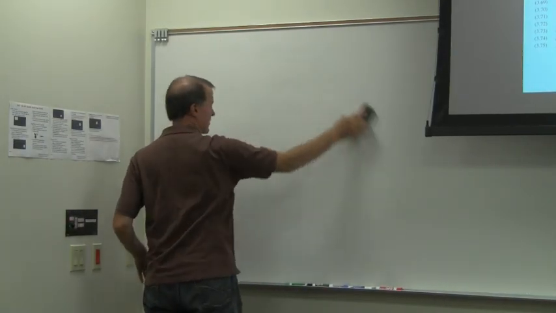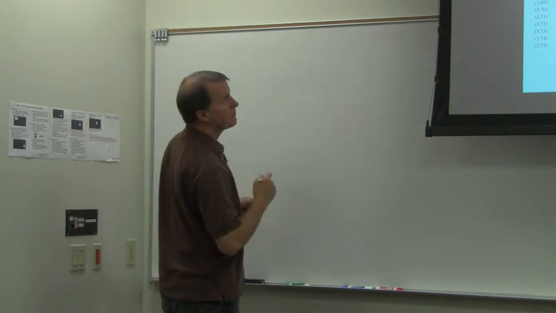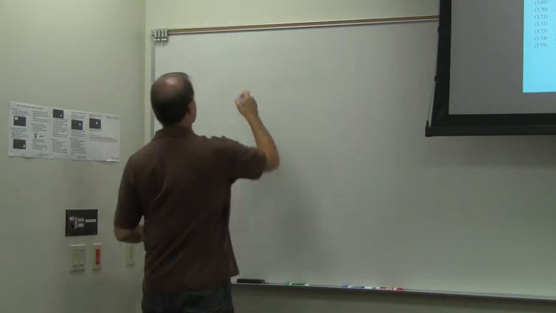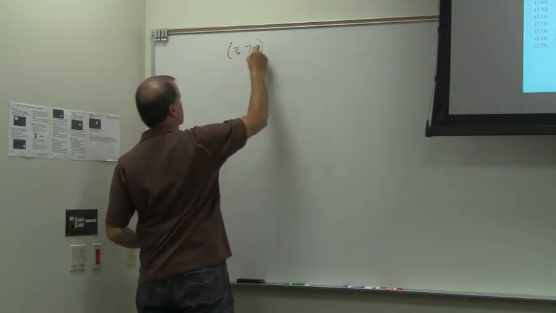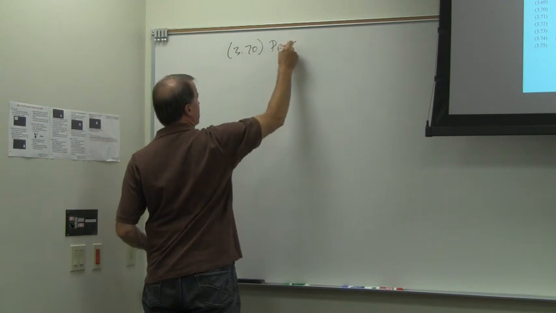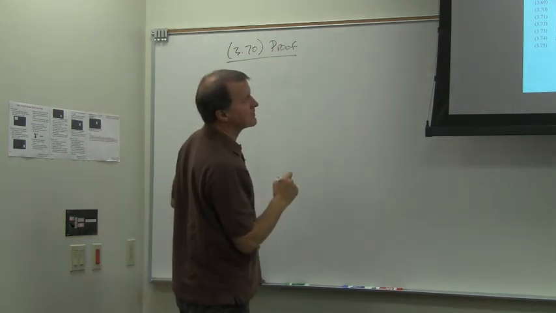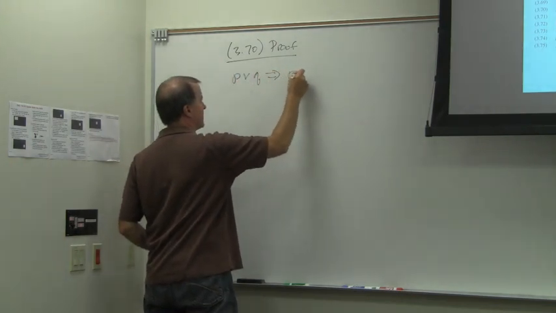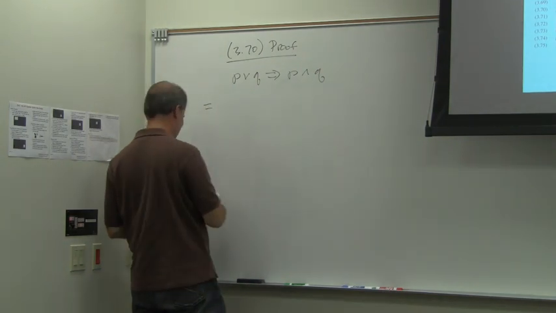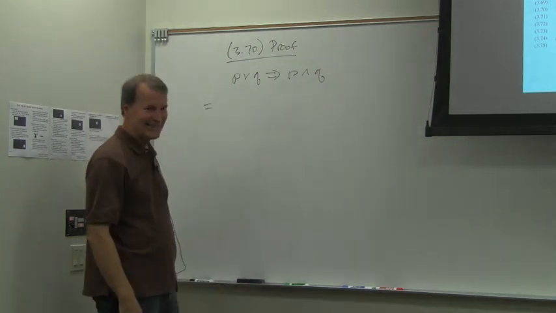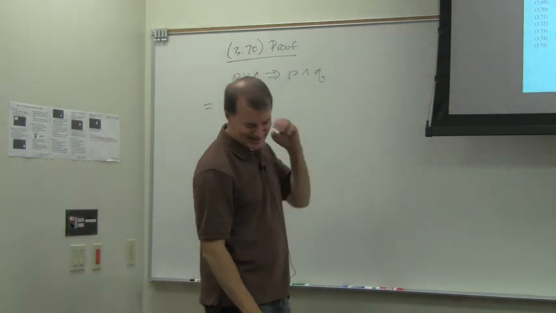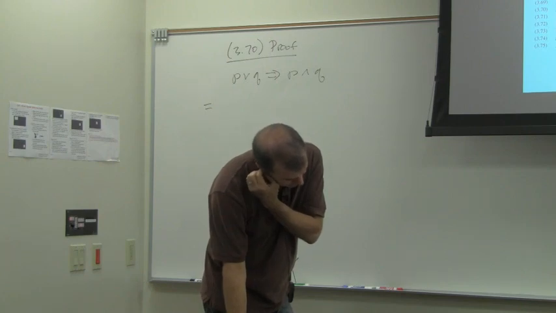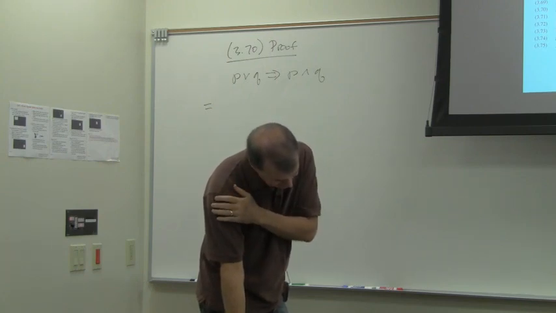So here's how I recommend you start this one. 3.70 proof. I recommend we start with this: P or Q implies P and Q equals, and who's your old friend? 3.59, I think. So do that and see what happens.